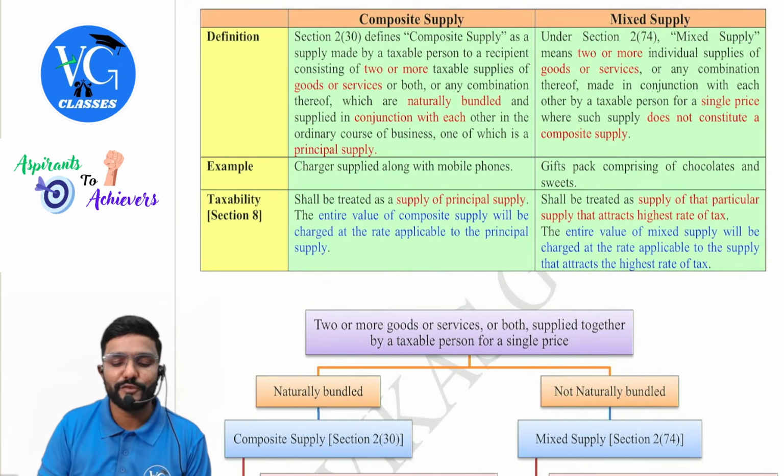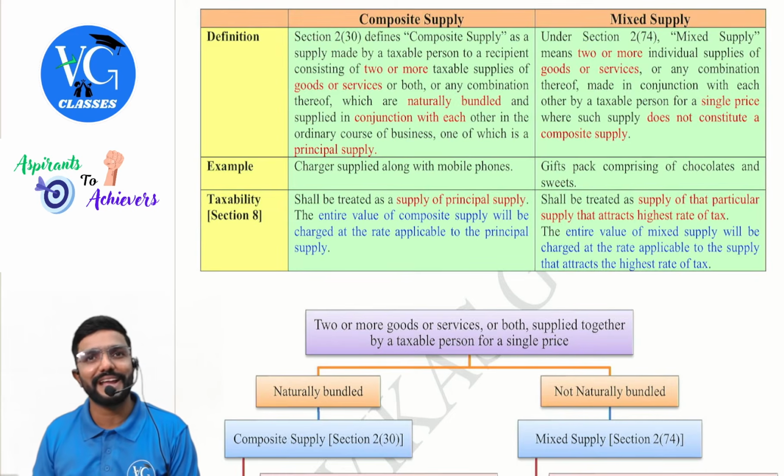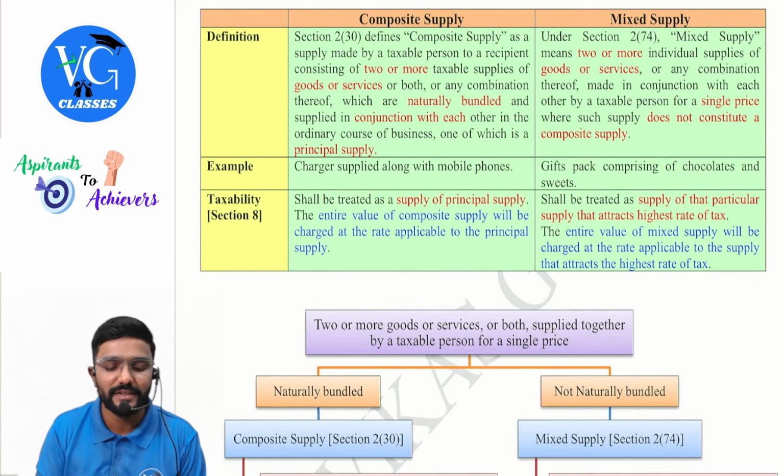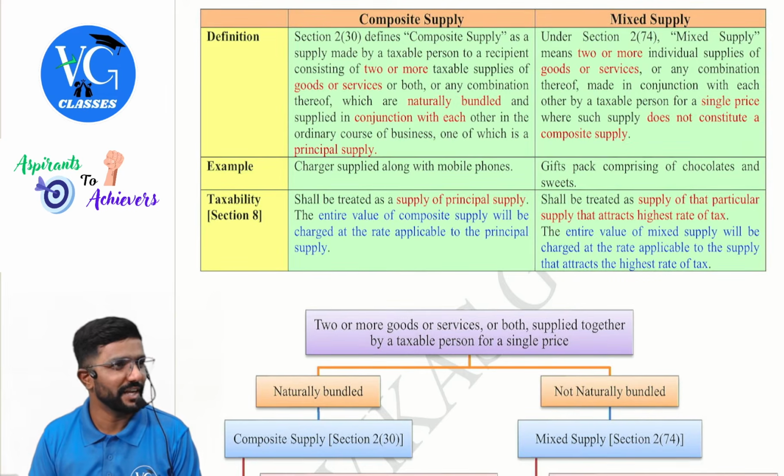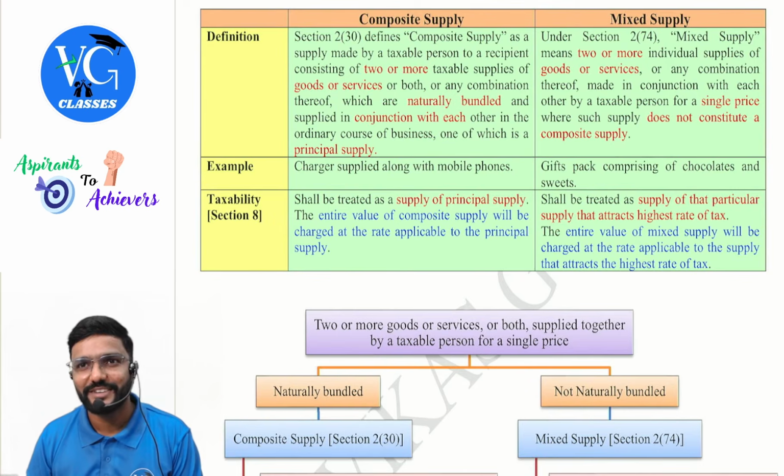Sir, composite supply is defined in section 2 clause 30. Yes, composite starts with C. C is the third alphabet. After that, O, 3 O, 30. Make it 30. Yes, sir.